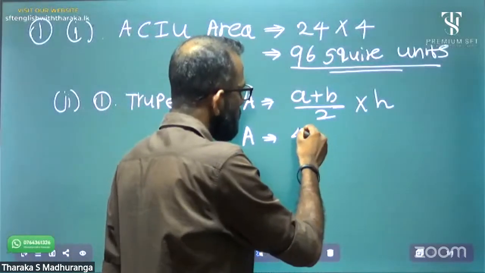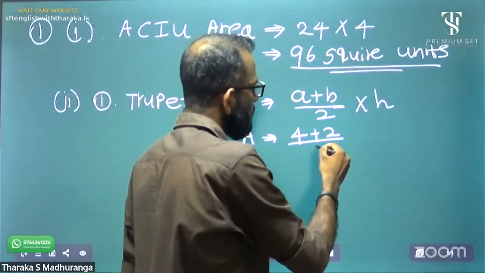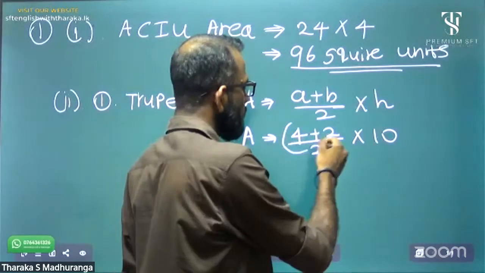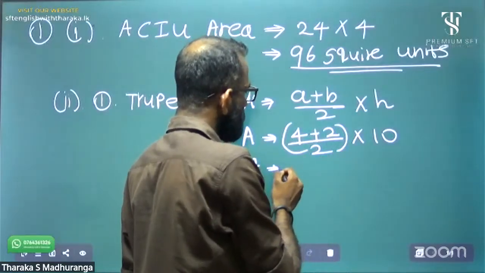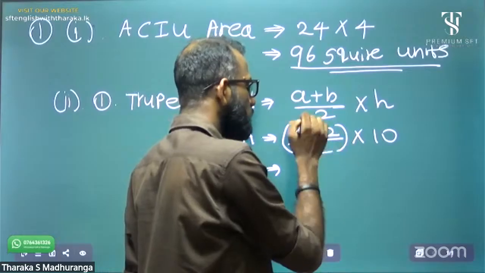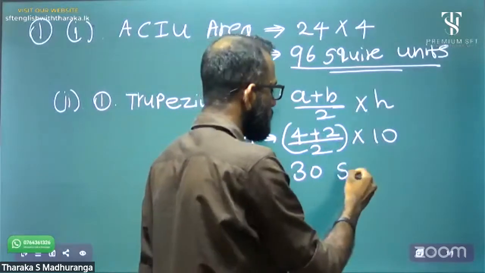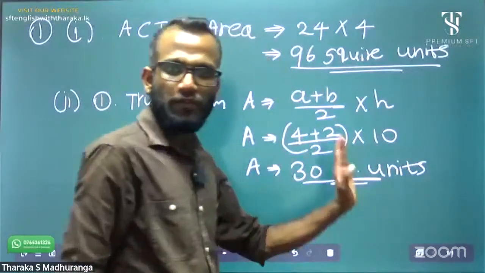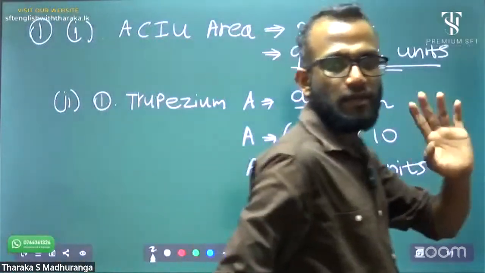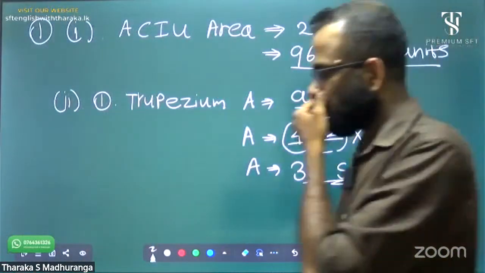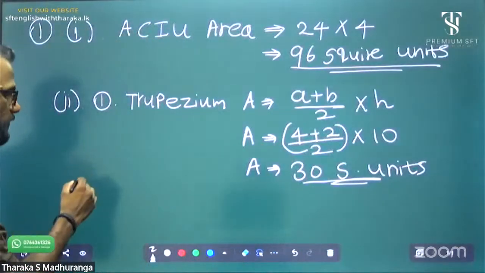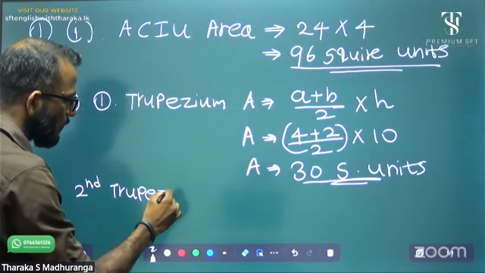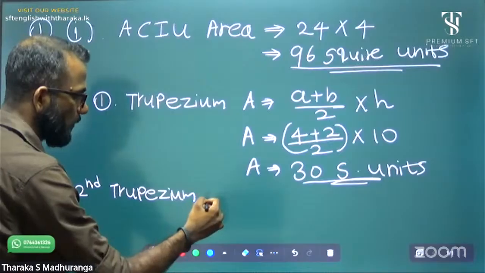Now it is (4 plus 2) divided by 2, into 10. So area equals 4 plus 2, 6, divided by 2, 3, times 10, which is 30 square units. But this is not the whole front wing area, only the first trapezium. Using the same method, I can calculate the second trapezium area.